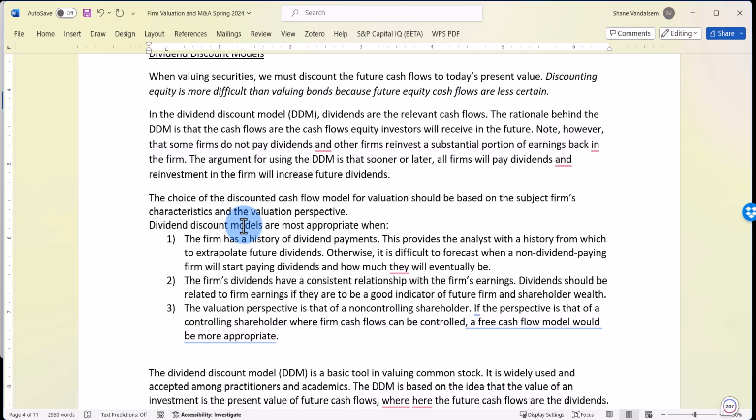So back in around 2010 and 2011, it was kind of a surprise when Apple started paying a dividend. Apple had been around for several years. However, as long as Steve Jobs was alive, he did not want Apple paying a dividend. He wanted to see the cash flows generated by Apple reinvested back into the firm.